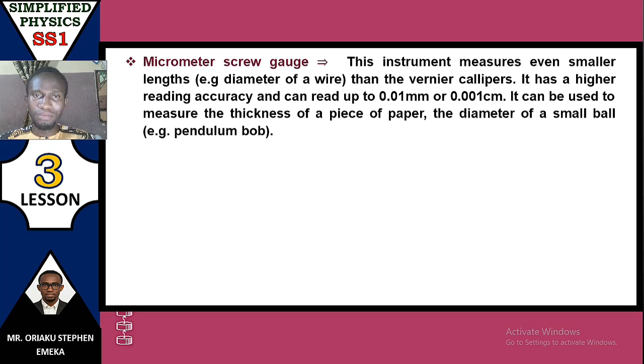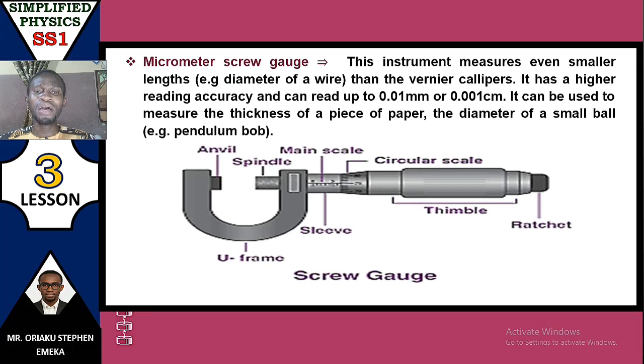The vernier caliper can measure 0.1 millimeter, while the micrometer screw gauge can measure up to 0.01 millimeter. So you can see that it's used for measuring the diameter of small balls, like the ball in ball bearings or a pendulum ball. So the micrometer screw gauge is used for very small measurements to give us accurate readings. This is a picture of what the micrometer screw gauge looks like.